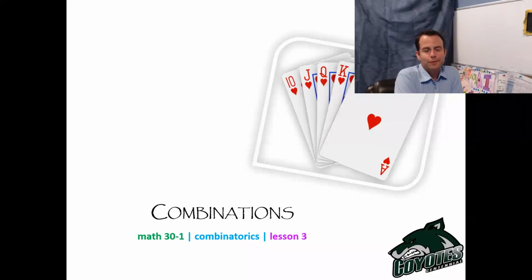Well, hello, dear friends. So begins lesson 3 of combinatorics, where we're going to actually talk about this word combinations. Now, the first two lessons that we've done, we dealt with the fundamental counting principle, and then we dealt with permutations. But really, we were dealing with arranging things where changing the order produced a different result.